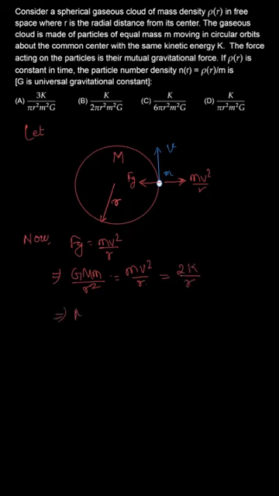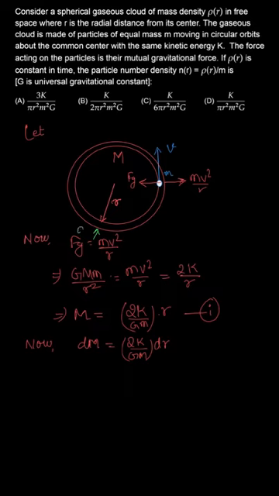So mv square can be written as 2 times kinetic energy, since kinetic energy is mv square by 2. I'm rewriting it in the form of kinetic energy because it is given as constant in the question. Fine. We rearrange it and get the value of M. Now differentiate it with respect to r, then we'll have dM as 2K upon Gm into dr. So this is dM in equation form.